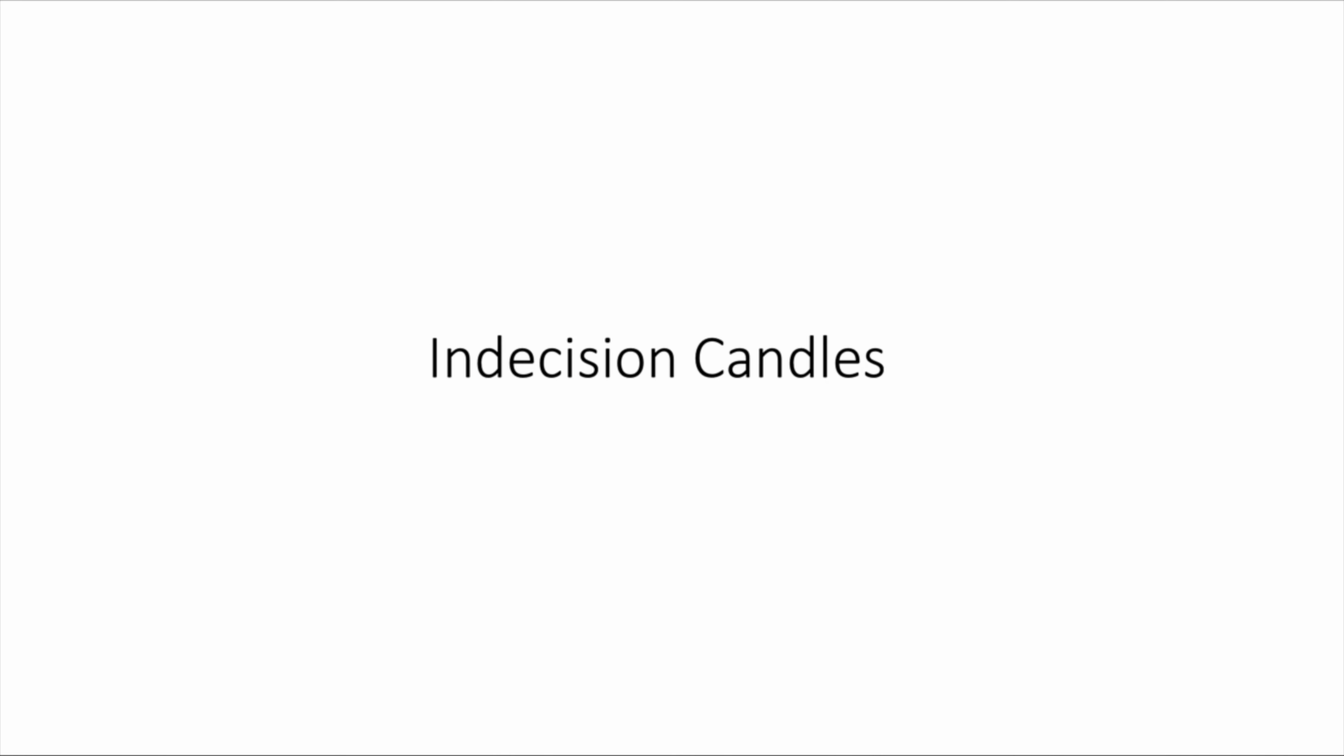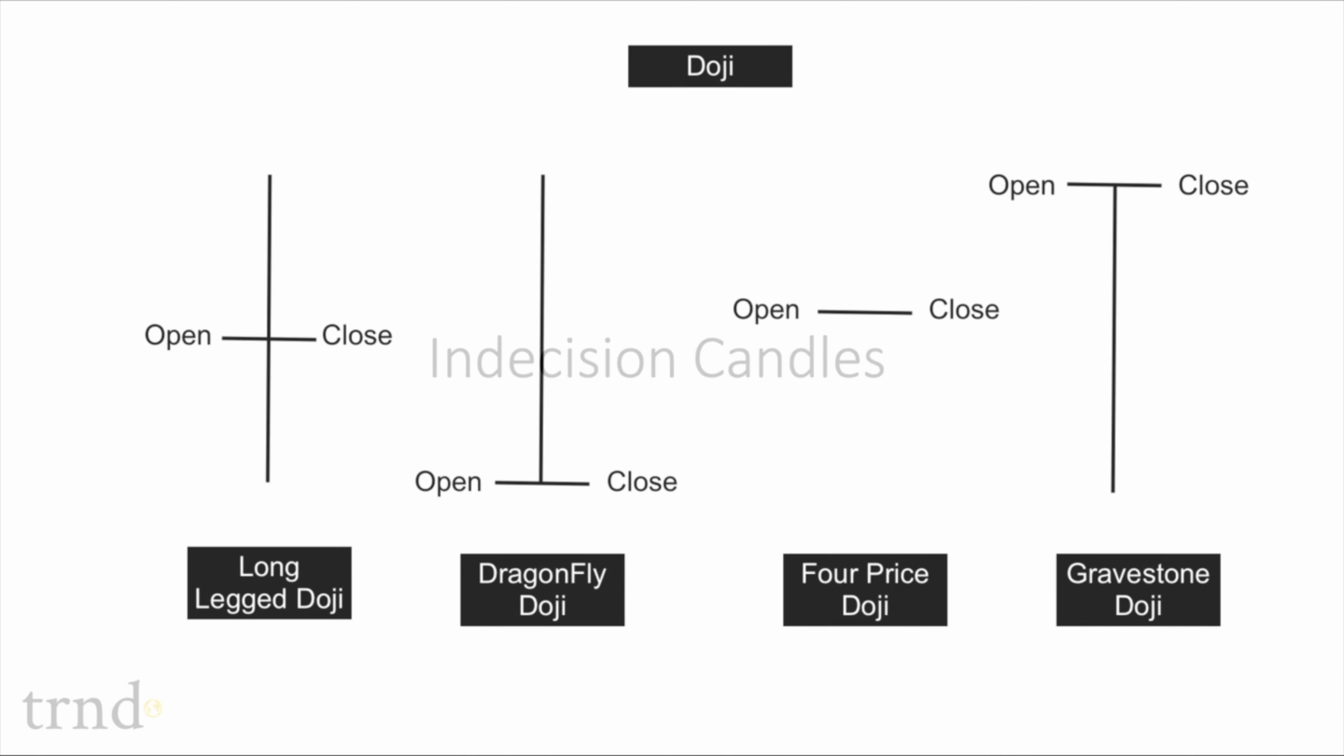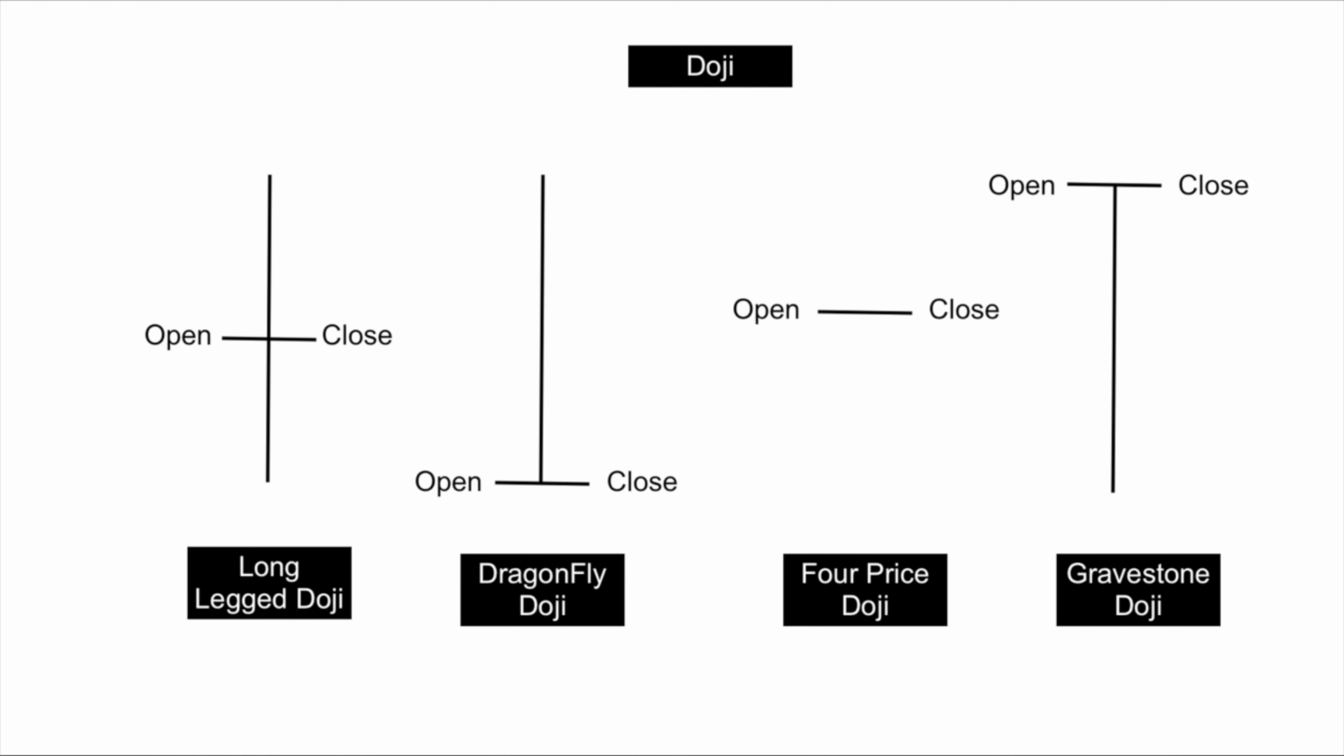Take a look at indecision candles. The first candle we're going to look at is the doji. There are 4 different types of doji candles: the long-legged doji, the dragonfly doji, the 4-price doji, and the gravestone doji. The doji candle doesn't have any body, it's just a line in the middle.